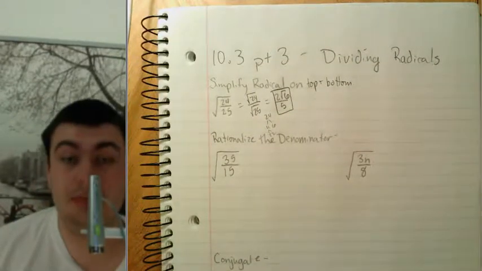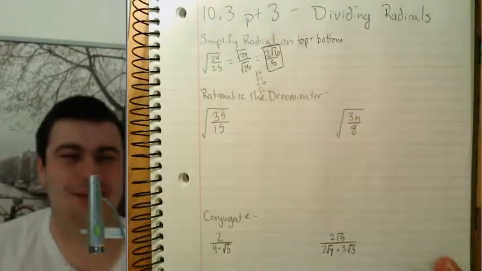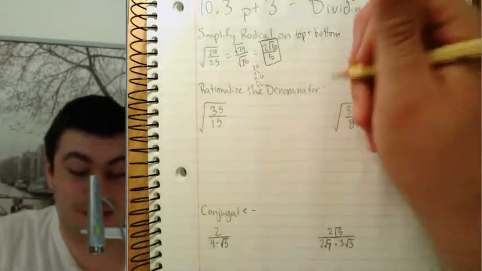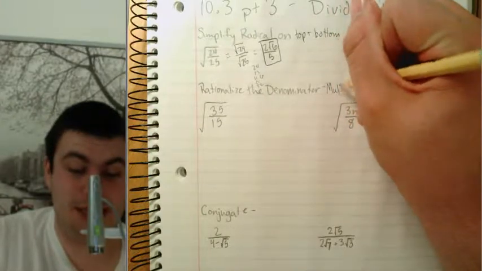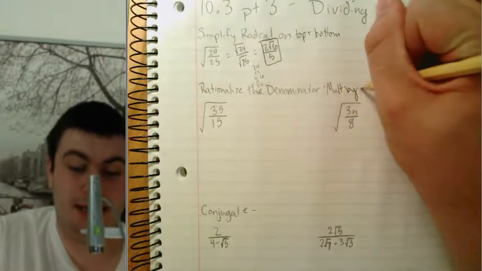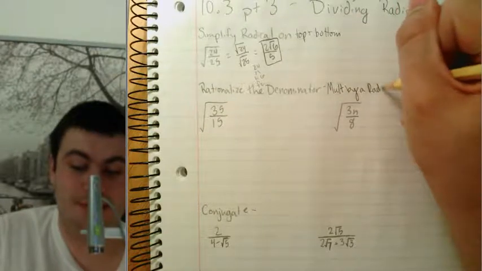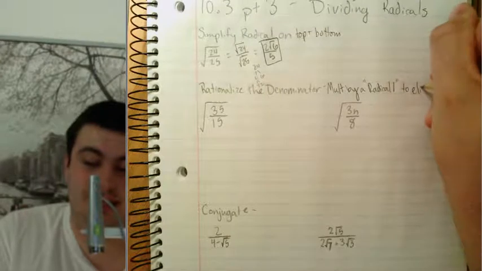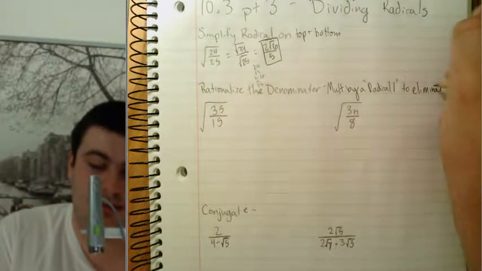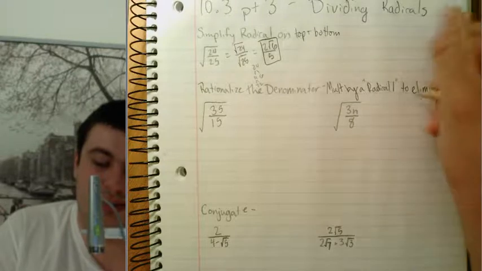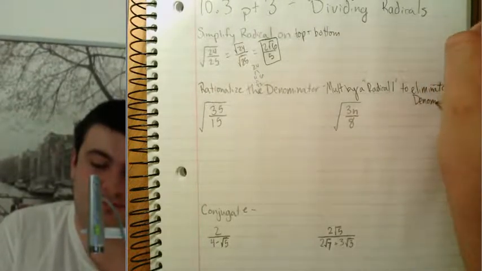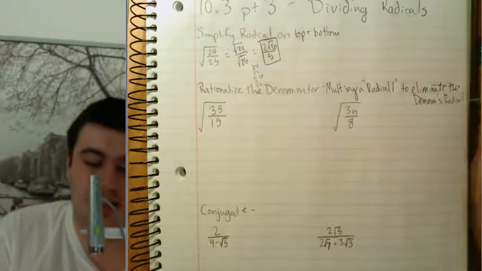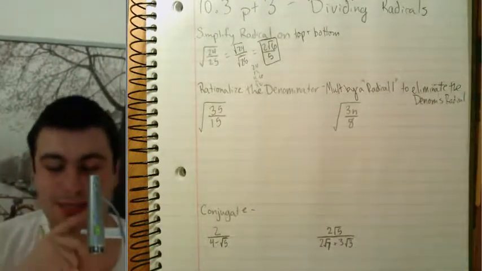Now, sometimes it's not that easy where the bottom is a perfect square, and we might have to do something called rationalize the denominator. This means we're going to multiply by a radical 1. I'll explain what that means as we do it. A radical 1 to eliminate the denominator's radical. So multiply by a radical 1 that eliminates the denominator's radical.